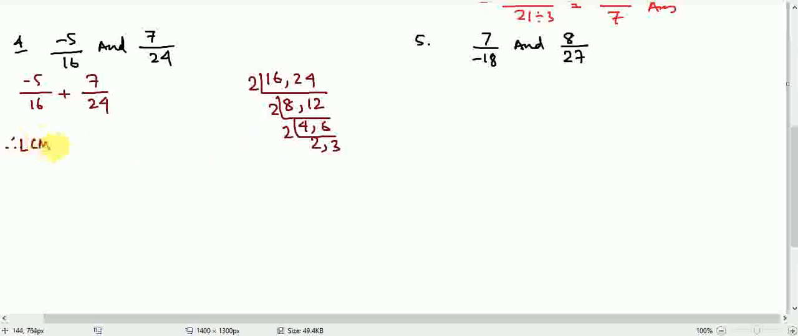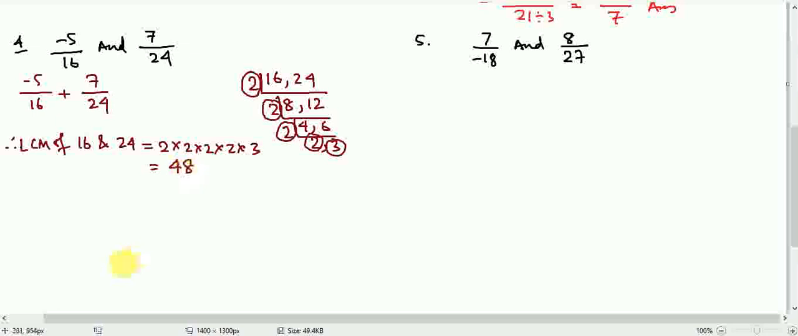LCM of 16 and 24 equal to 2 into 2 into 2 into 2 into 3. All factors I should take: 2 into 2 into 2 into 2 into 3. It becomes 8 into 2, 16 into 3, 48. So you got your LCM.